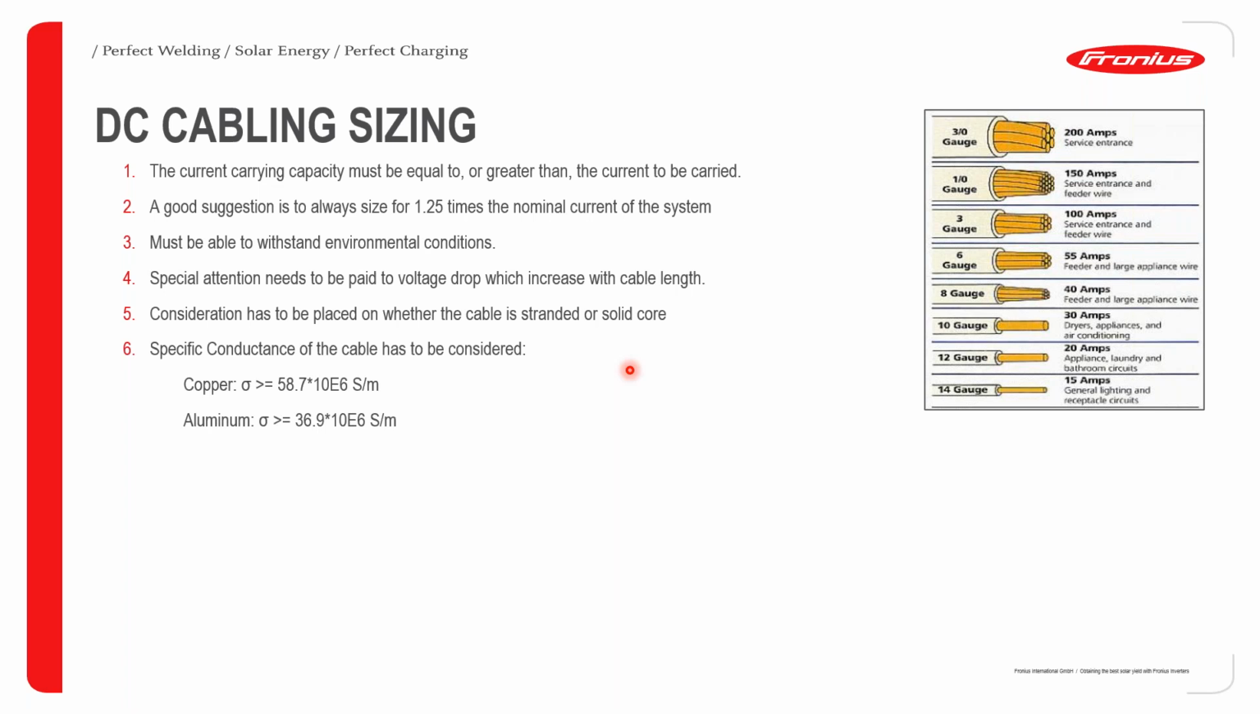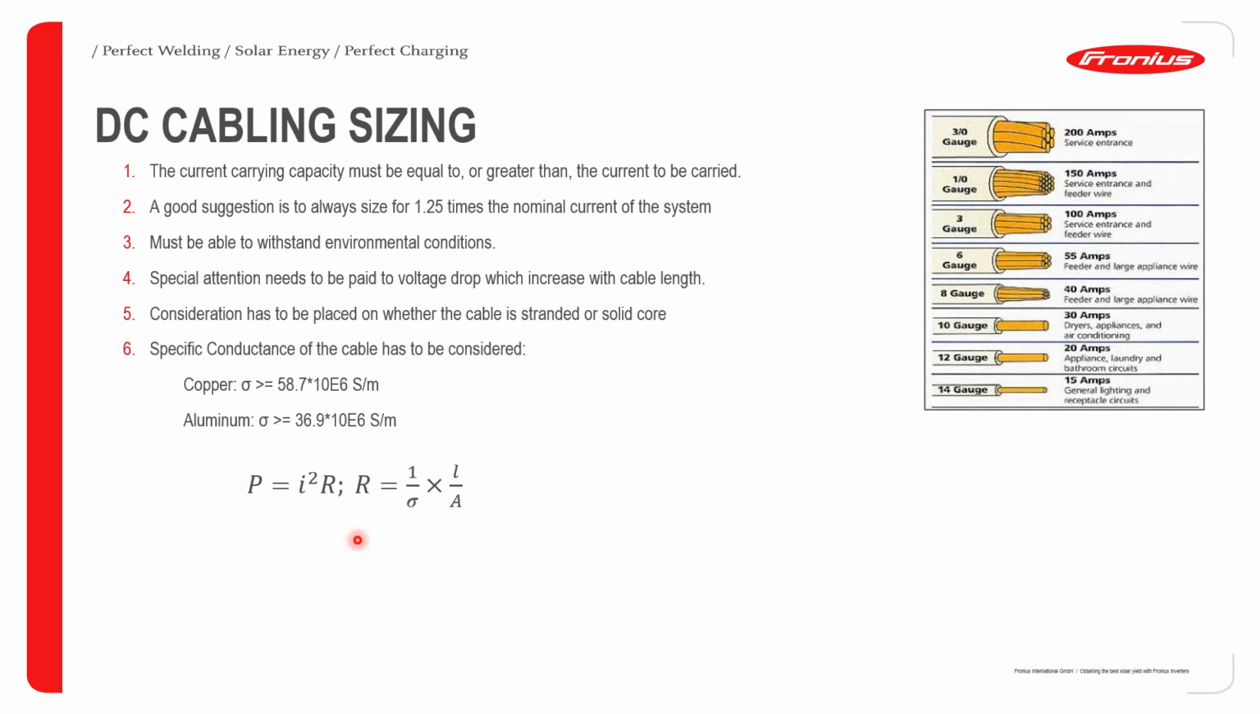Then consideration has to be placed on whether the cable is stranded or solid core. I'd love to note here that stranded cables have more current carrying capacity than single core cables, so please also have that in mind. And then, of course, the specific conductance of the cable also has to be considered. For this example, copper and aluminium have been compared. As you can see, each of them has their respective conductance, and we can see that copper has higher conductance than aluminium. Of course, these all contribute to the power loss.